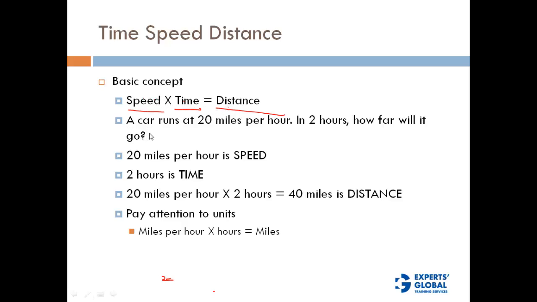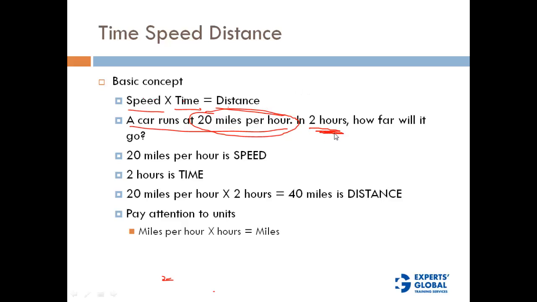Let's see an example. A car runs at 20 miles per hour. So you will see that this is the rate, that means the speed part. In our daily life, we always say I was traveling at 80 kilometers per hour. So miles per hour or any distance per any time is speed. So this is the speed part.